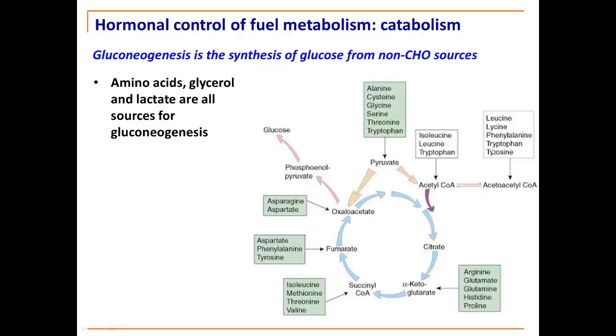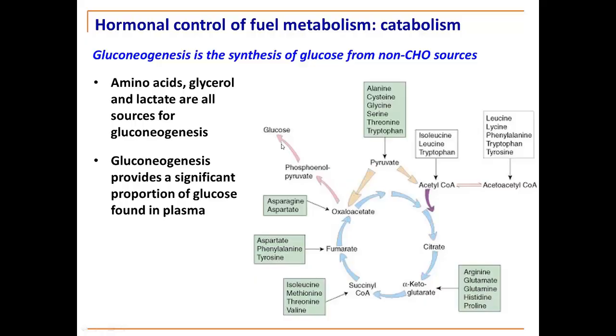The amino acids all come in, they all get processed through the citric acid cycle, and we go on to stimulate gluconeogenesis. Okay, and therefore glucose synthesis. And gluconeogenesis provides a significant proportion of the glucose found in your plasma, up to 50%. So gluconeogenesis is a process that is always going on, and so therefore you're always having to break down some amino acids to stimulate it.